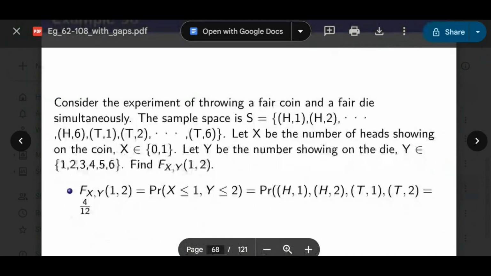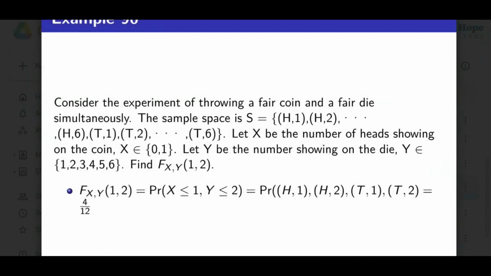Example 90. Consider the experiment of throwing a fair coin and a fair dice simultaneously. So do you agree, first of all, the sample space is this? When you do these two things at the same time, these are the only things you can see. Either you get a head and then a score of 1 to 6, or you get a tail and a score of 1 to 6. So there are 12 points in the sample space.